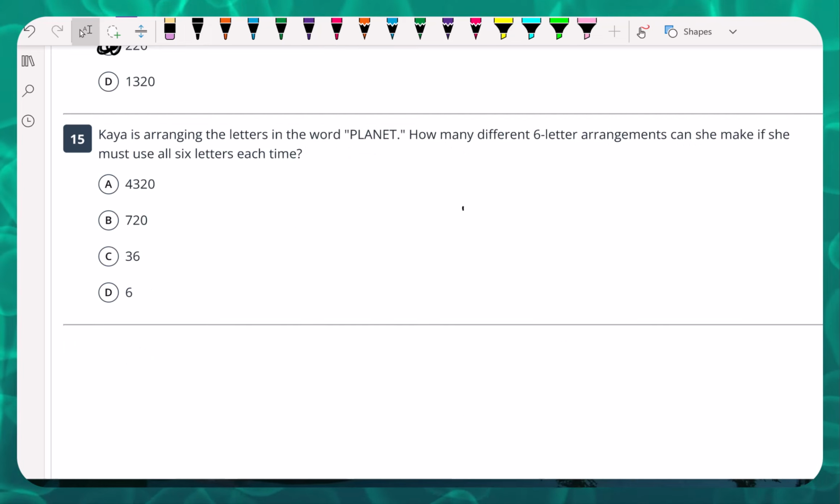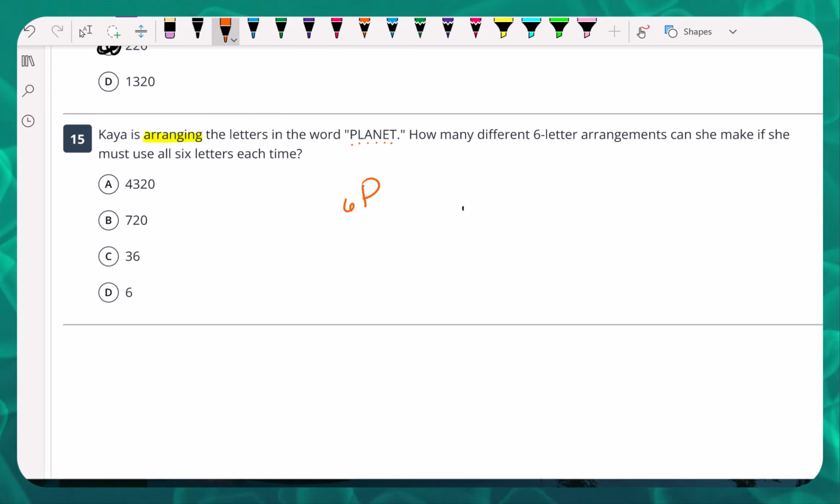All right, next up, if you are arranging things and it's asking you how many ways they can be arranged, that is automatically going to be a permutation. You need to count how many letters we have. We have 1, 2, 3, 4, 5, 6. It's a permutation because the order matters because you're arranging them in a very specific way.